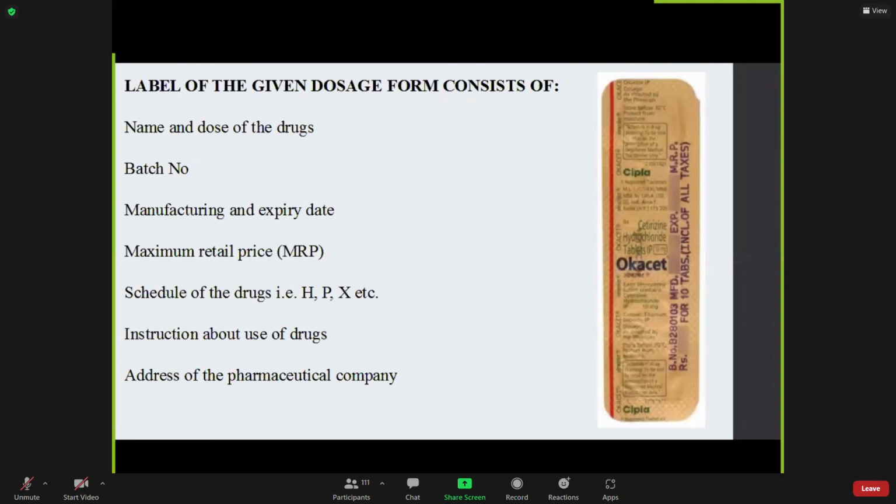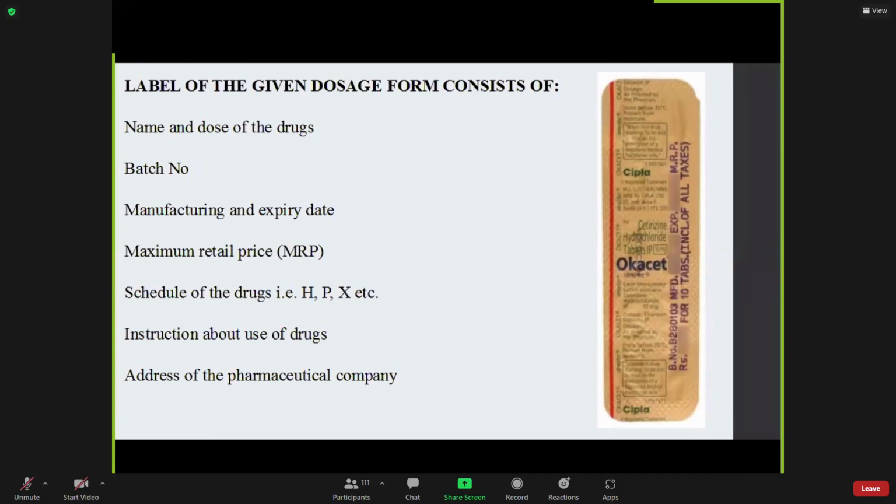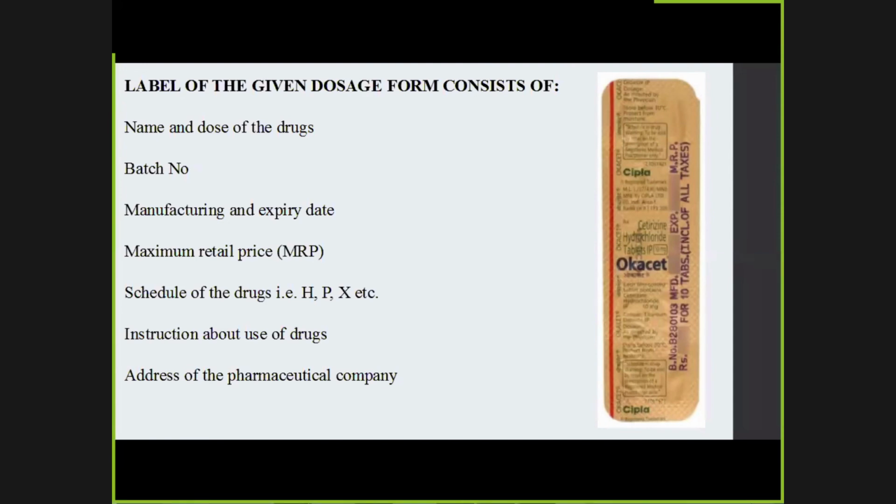What you should read in the label is what is the name of the drug, what is the dose of the drug. The name of the drug can be written as brand name and generic name, both. So you should be able to read the name of the drug, dose of the drug, batch number of the drug, manufacturing and expiry date, what is the maximum retail price of the drug, schedule of the drug.